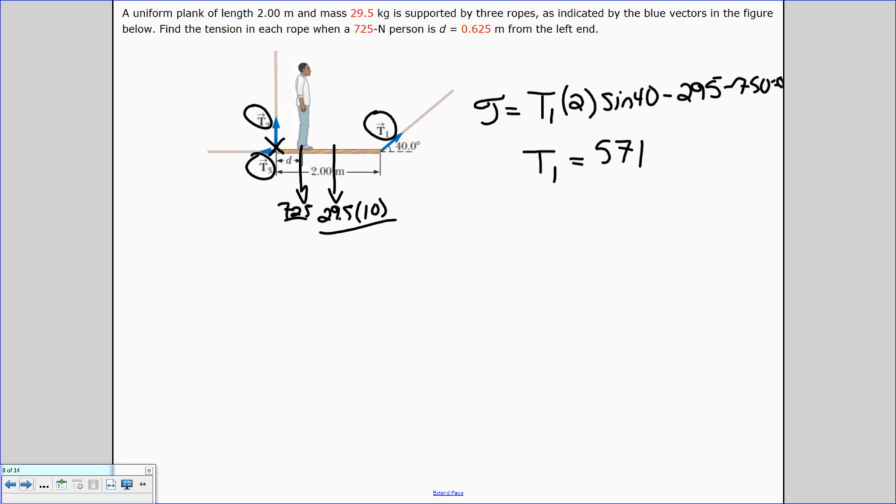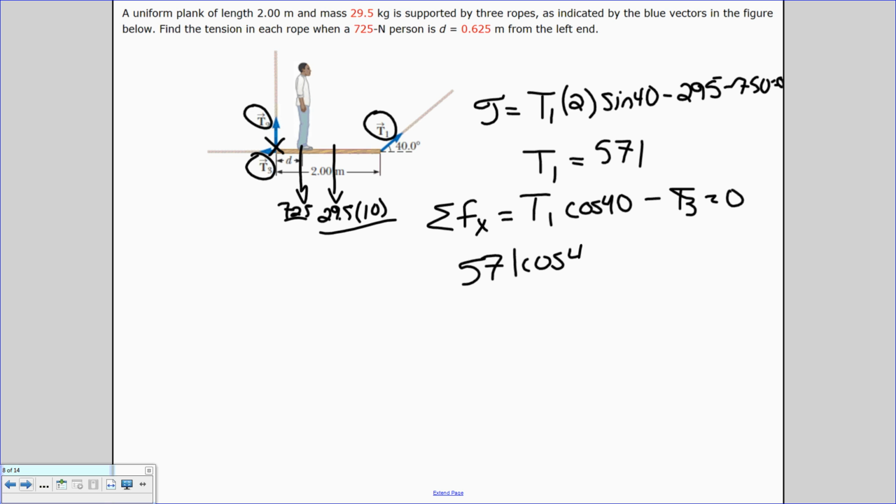All right, so I got one of mine. Now I need to find the other ones. Well, we can't do it with torque, so what we're going to do is do it with our sum of forces. So I'm going to do sum of forces in the x direction. Sum of forces in the x direction is equal to, well, T1 is acting at an angle, so we know that's going to be in the x direction. So that's going to be T1. The x part is the cosine of 40, because that's the adjacent side to the angle. And the other force acting in the x direction is T3. And all that equals 0. Now we already know that T1 is 571 times cosine of 40 is going to equal T3. So T3 is going to be equal to 437 newtons. Okay?